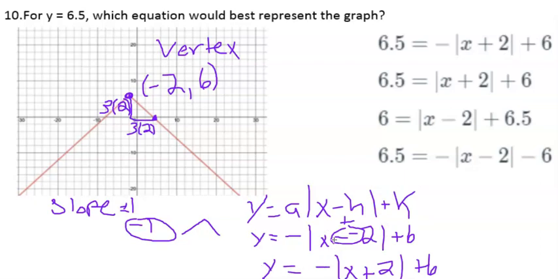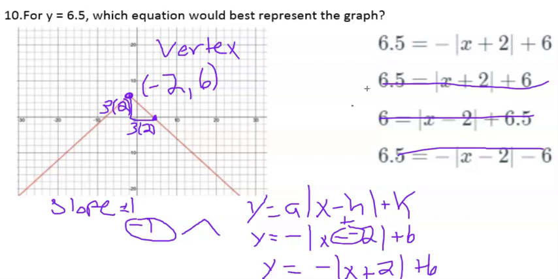So we know that it's going to be negative, so it can't be this one and it can't be that one. Our vertex right here is negative 2, 6. This one is not that. This has a negative 6. Has to be the first one.